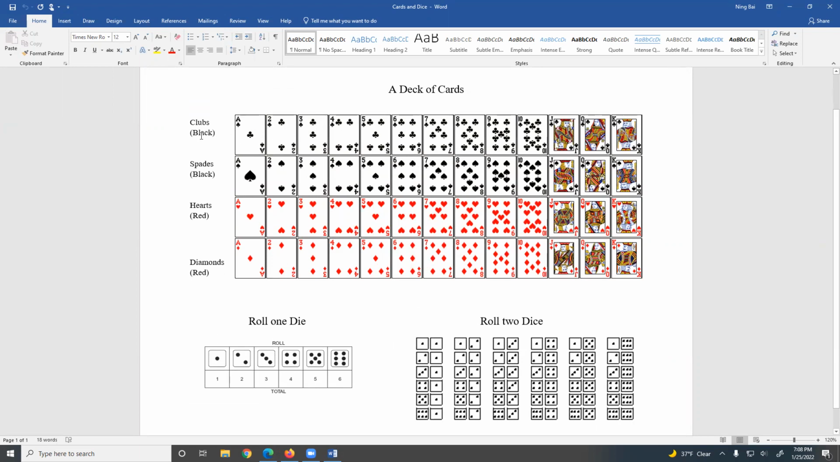The clubs and the spades are black cards. Hearts and the diamonds are red cards. Each one of the 4 suits has 13 kinds of cards, from ace to 3, 4, 5, 6, 7, 8, 9, 10, jack, queen, and king. Right, so that is how the outcome looks like.